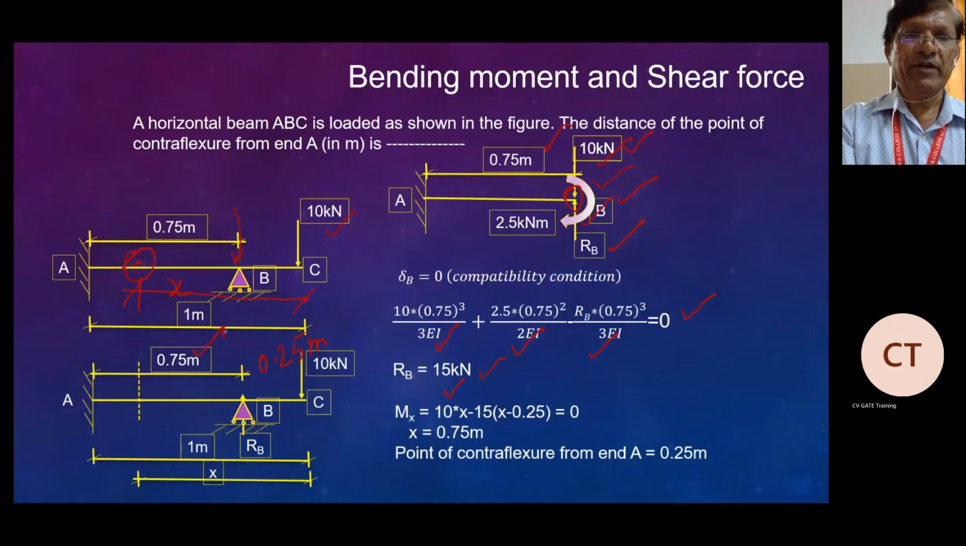Here 0.75 is given. The remaining length will be 0.25. That is the thing. X minus 0.25 will give this distance. Mx is equal to, so calculated here. Once you know x, we are calculating the distance x from the other end. So that is the point of contact fracture from the end A. That is 0.25 meter.